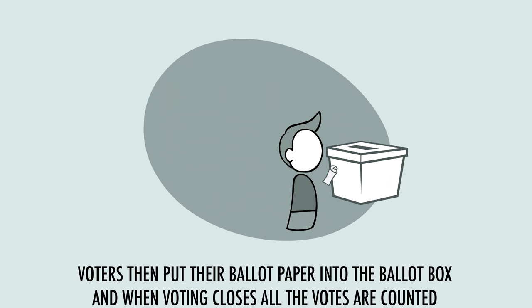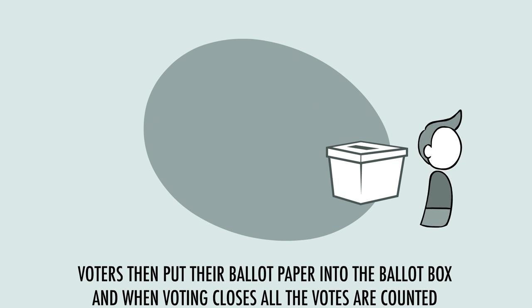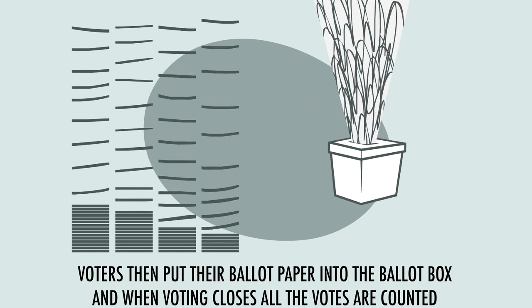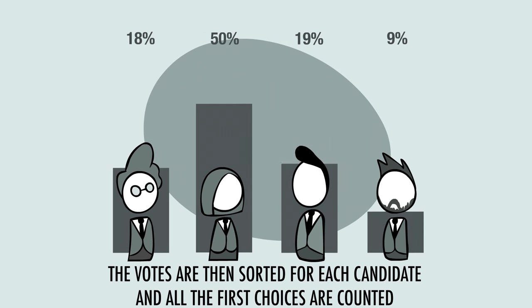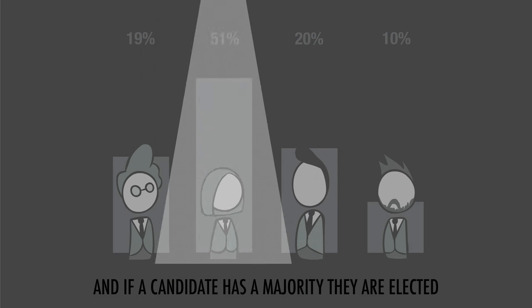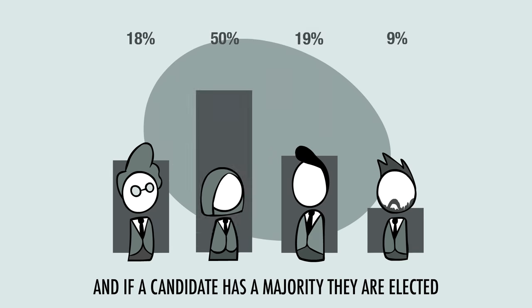Voters then put their ballot paper into the ballot box, and when voting closes, all the votes are counted. The votes are then sorted for each candidate, and all the first choices are counted. And if a candidate has a majority, they are elected.